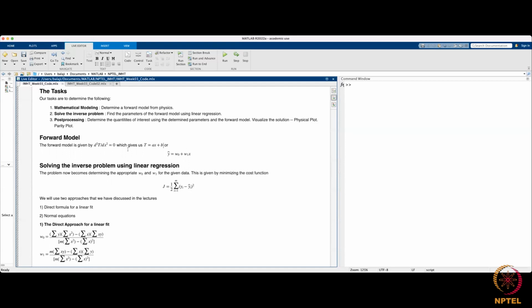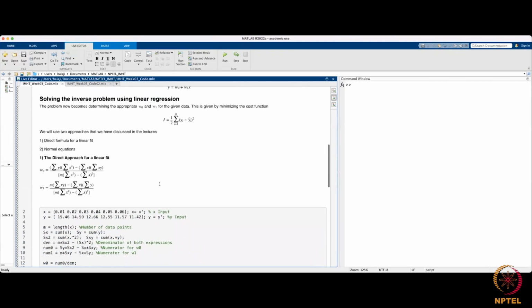The forward model, as you remember, was determined by solving the physical problem, which gave us T equal to ax plus b, or the way we took it, we called y hat the predicted value of T, or the model for T, and we wrote that as w0 plus w1x. Basically, we want to find the optimal values of w0 and w1, as we have been doing over the last couple of weeks. This is given by minimizing the cost function. The cost function is the gap between the model and the actual ground truth, squared. Now we used two different approaches. One was a direct formula.